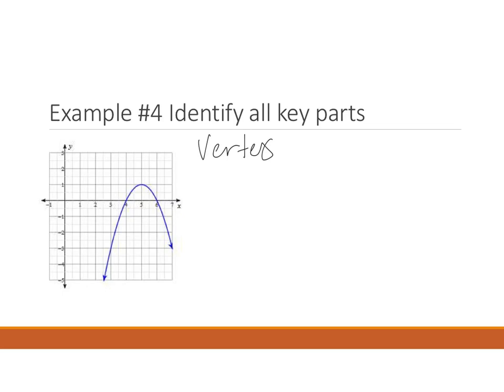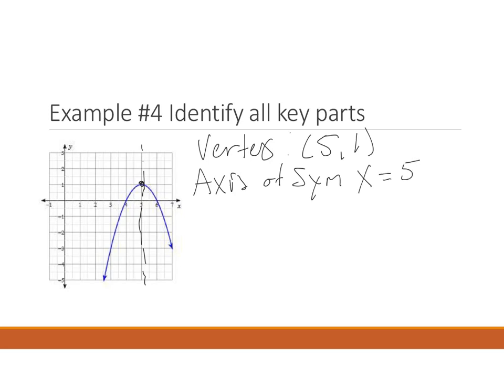So let's see. For the vertex, did you write down (5, 1)? For the axis of symmetry, did you draw an invisible line going halfway through the parabola and list it as x equals 5? The extrema: since the vertex is a high point, we say this is a maximum.